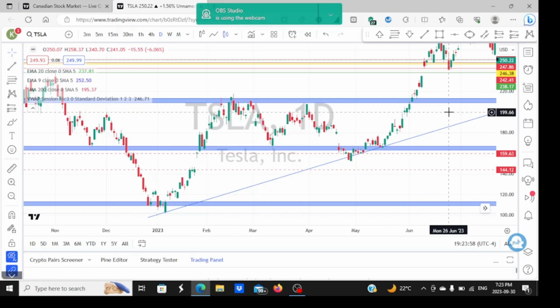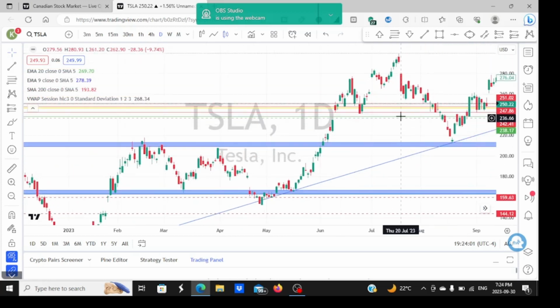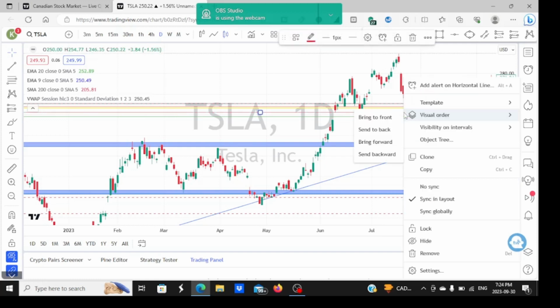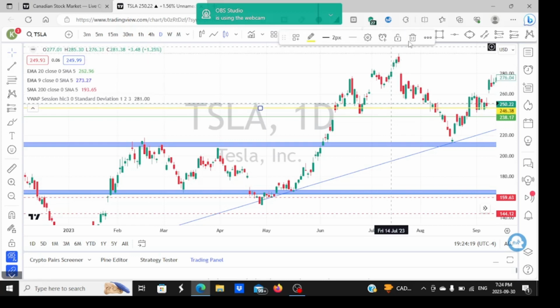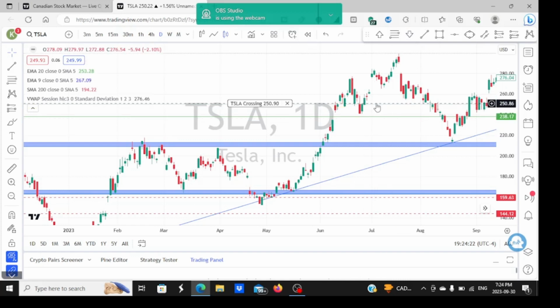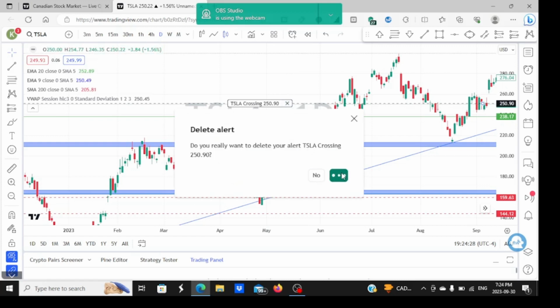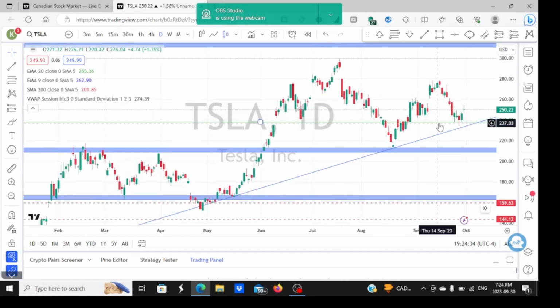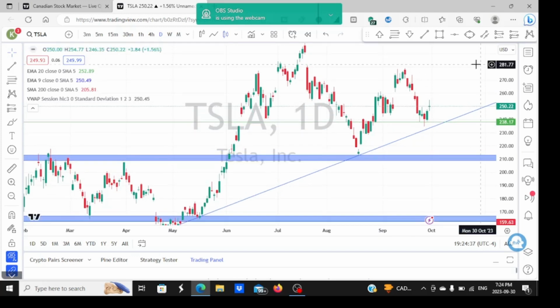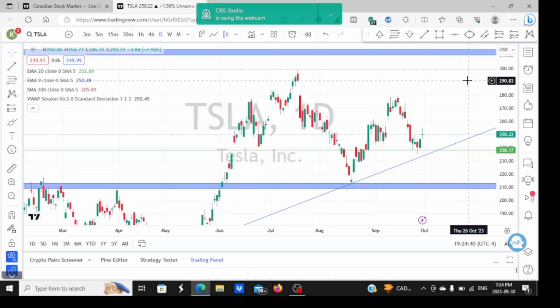So let me remove some of these quickly. Remove. We don't have so many things going on. Then I can focus on all the gaps that we have on Tesla. So I won't remove my demand and sell zones for what I use on my everyday charting. So I'm just gonna focus on the gaps.